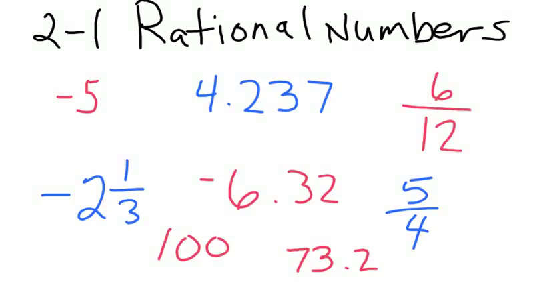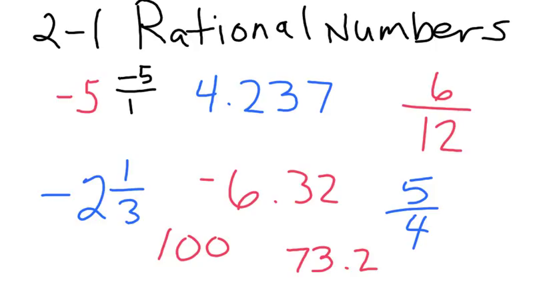Rational numbers, 2-1. A number is rational if it can be written as a fraction. Almost every number that we work with can be written as a fraction. -5, you could write it as -5/1.